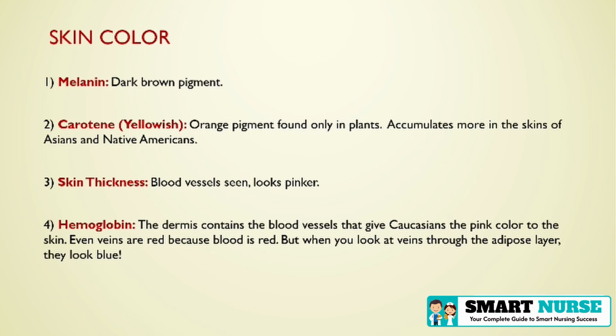Our skin color. We have different colors, and we have different reasons for our skin color. A few among them are melanin, which is the dark brown pigment of our skin; and carotene, the yellowish-orange pigment found mainly in plants, which accumulates more in the skin of Asians and Native Americans. The skin thickness, that is, blood vessels seen, looks pinker.